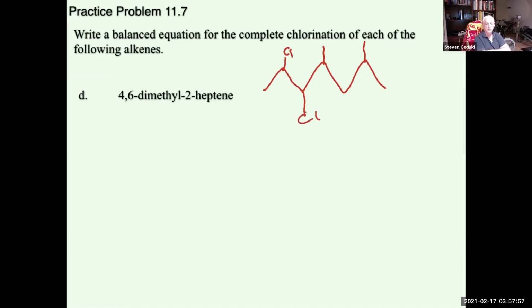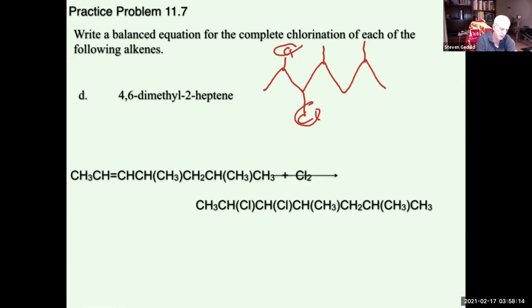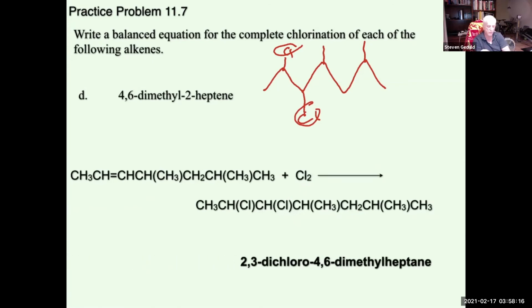Okay. If you want to name that thing, there's 2,3-dichloro. So this is 2,3-dichloro, 4,6-dimethylheptane. Okay, here's what the answer is. So 2,3-dichloro-4,6-dimethylheptane. Again, this 2 goes away because that was our indication where our double bond was located. We don't have a double bond anymore. Okay. So that's why that 2 is no longer in the products.